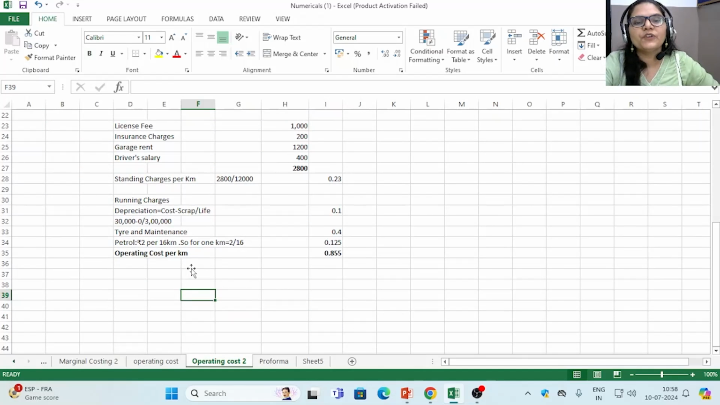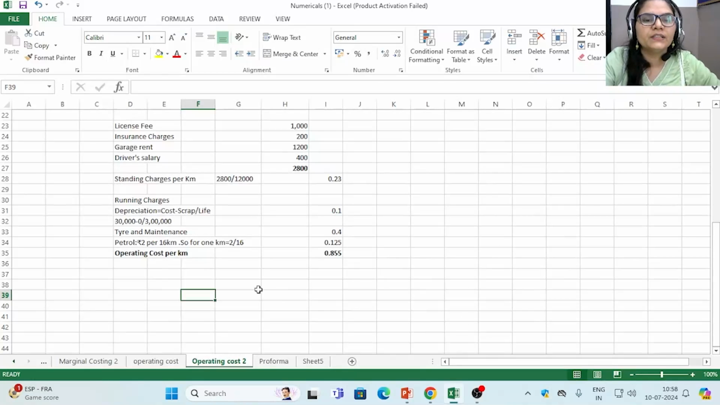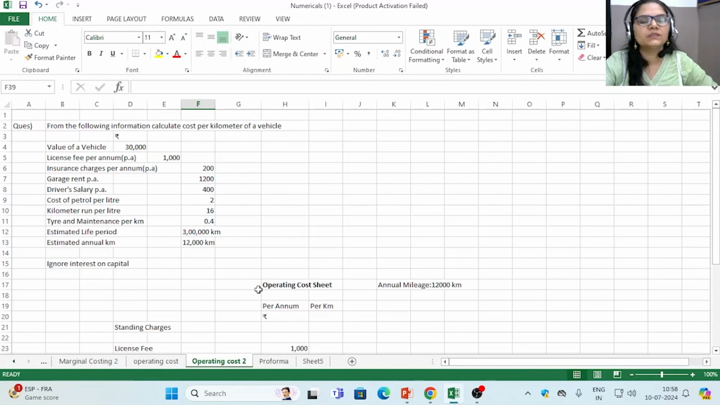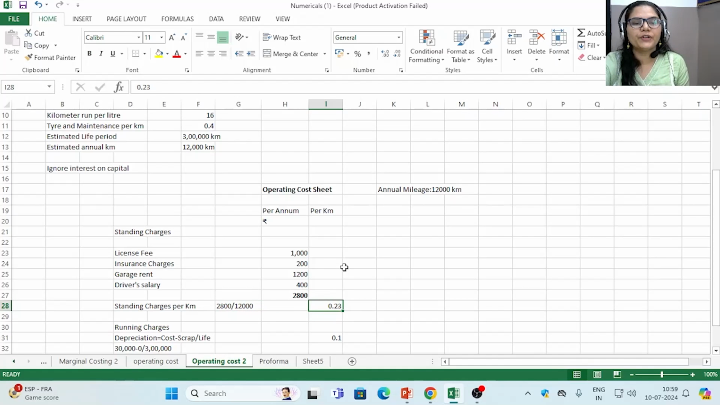In case you have missed any point or have not understood any of the points, I will repeat for you. This is an operating cost sheet we are preparing. First of all, we will note down all the standing charges. These are your fixed charges, which include license fee, insurance charges, garage rent, and driver salary. These are mentioned in your question. Then we will calculate standing charges per kilometer and we will get the figure of 0.23.